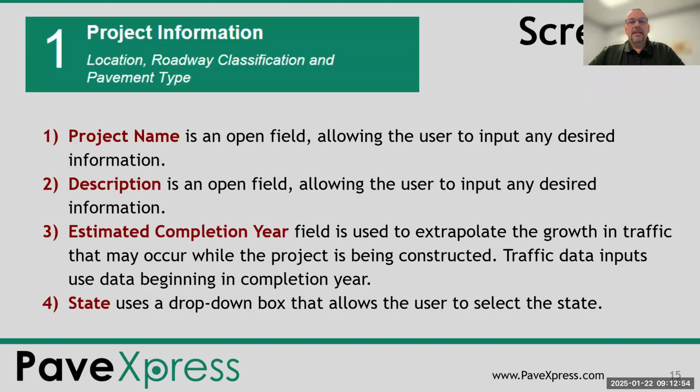Basically the project name, that's an open field. You can put in whatever you want. The description, also an open field. You want to just put in a description for what this design is. Estimated completion year, this is where you want to, when is the construction going to be done? That way we can extrapolate any growth in traffic that may occur while the project is being constructed. Say you have traffic data from a couple of years ago, you can extrapolate that out into your completion year.